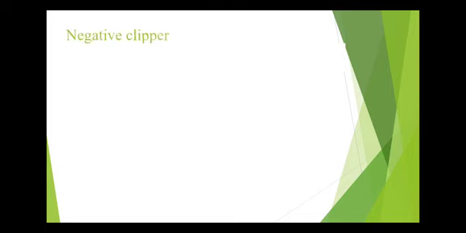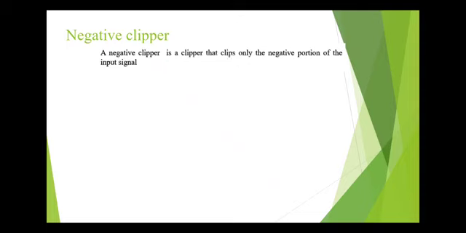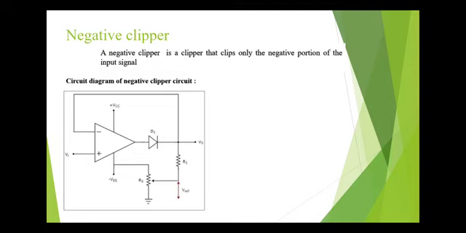Next, negative clipper. A negative clipper is a clipper that clips only the negative portion of the input signal. Circuit diagram of negative clipper circuit. This is the circuit diagram for negative clipper circuit. From this circuit, you could understand that the negative clipper is just by reversing the diode and taking the reverse polarity of the reference voltage in the circuit that you have seen for a positive clipper.